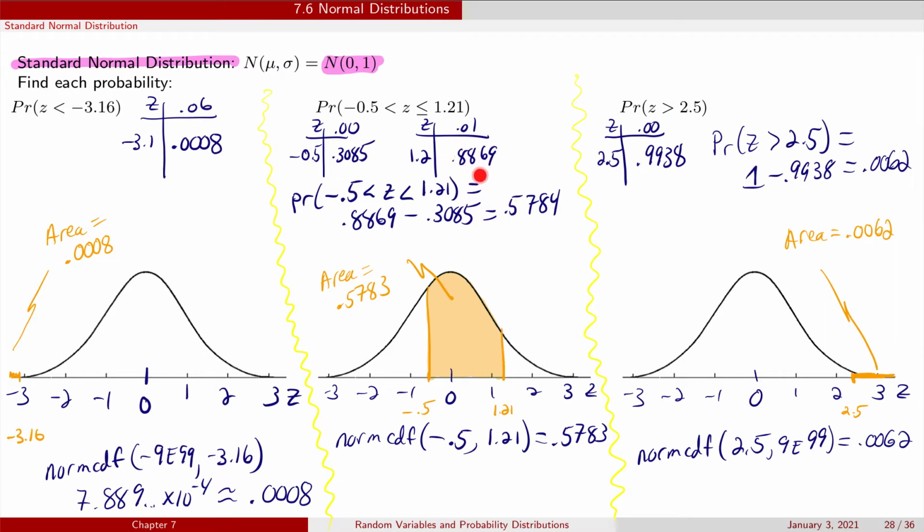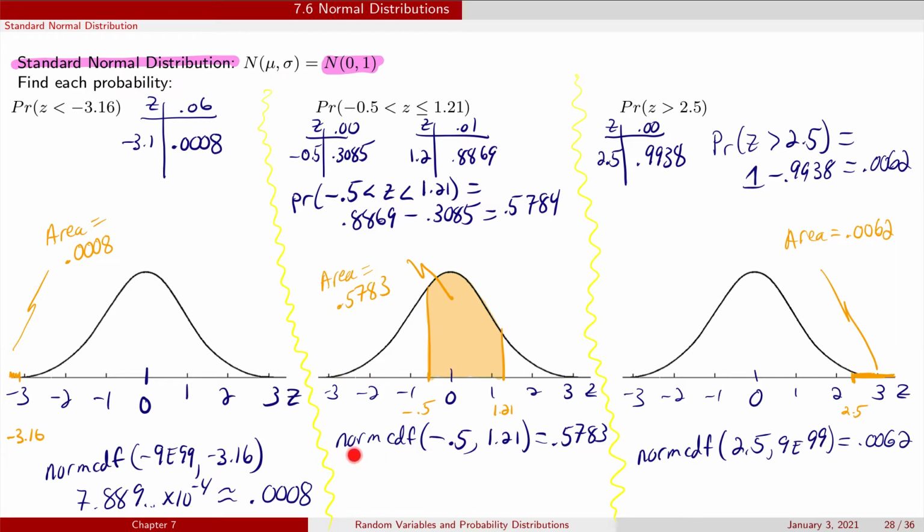So when I find the area for 1.21 and down, 0.8869, that's the area from this line here all the way down. 0.8869 minus 0.3085 gives me the area in between, which is 0.5783. So to get between two values, we're going to be subtracting larger area minus smaller area, because the tables in your calculator give you the cumulative area from a certain point down or to the left.